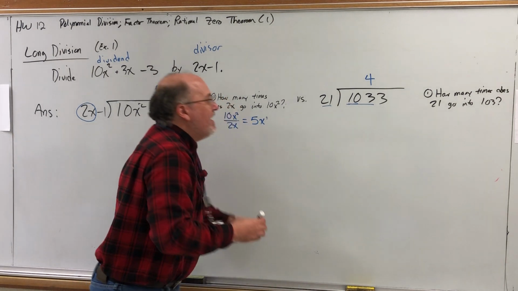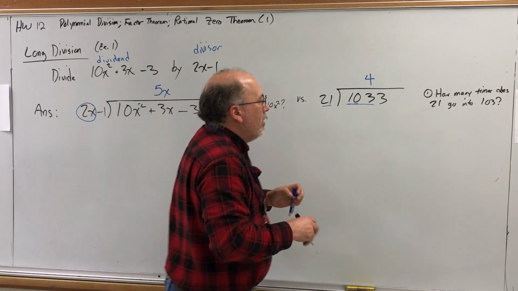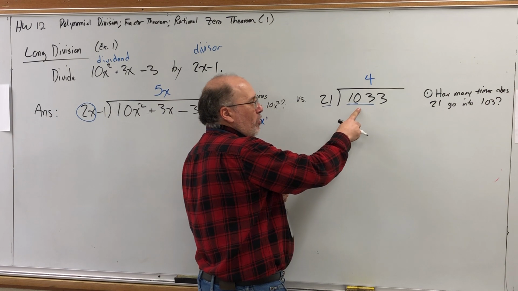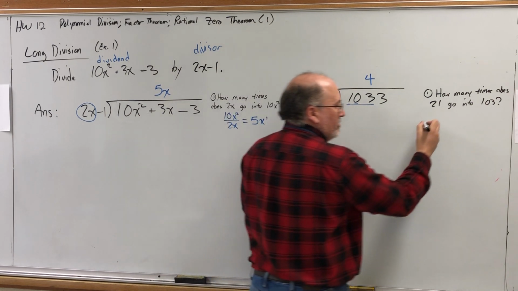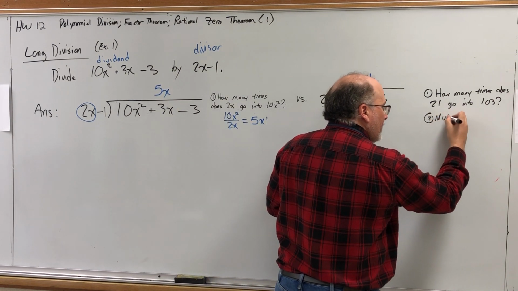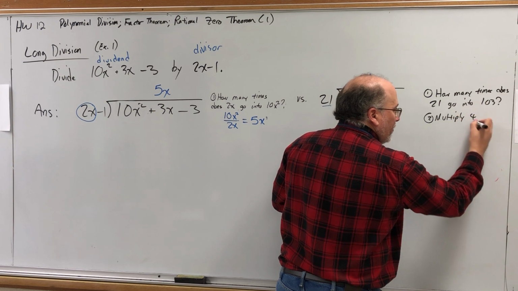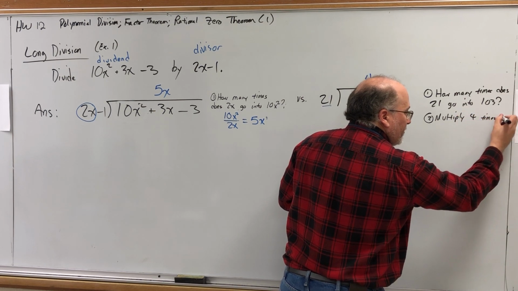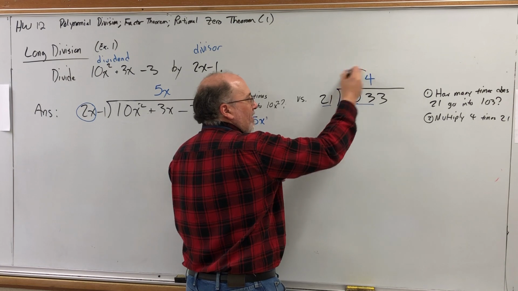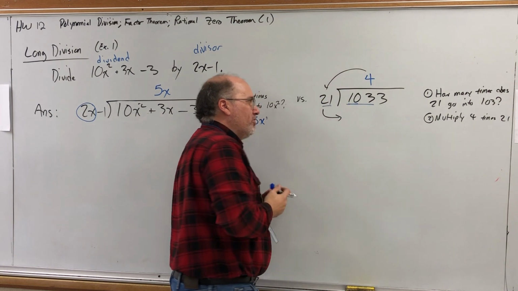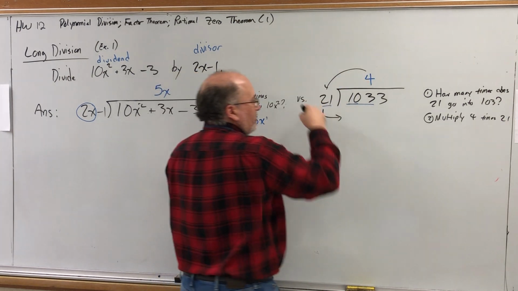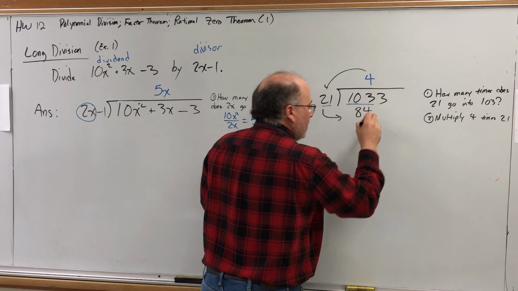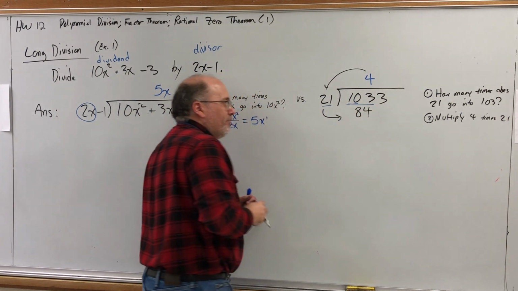Sorry, I dropped a marker. In the numerical problem, well, once you figured out that 21 goes into 103 4 times, the next thing you do is multiply that 4 times 21. So in other words, you multiply this number times that number and write it underneath the dividend. 4 times 21 is 84. Let's line it up under the 103.